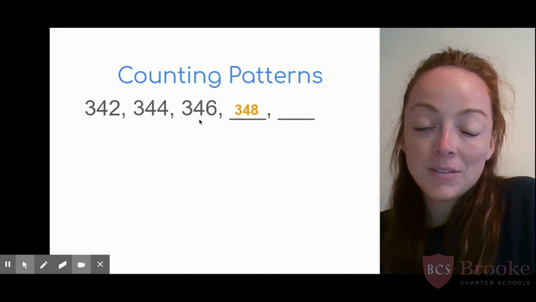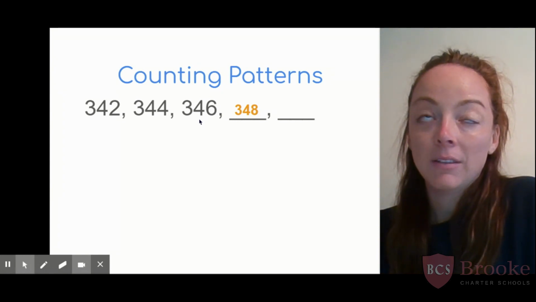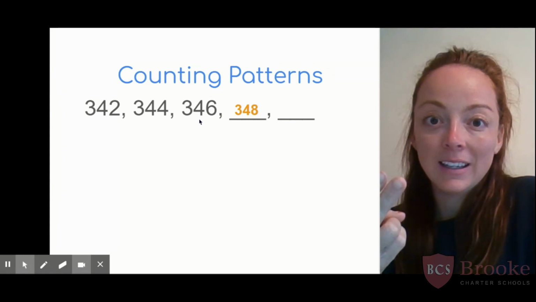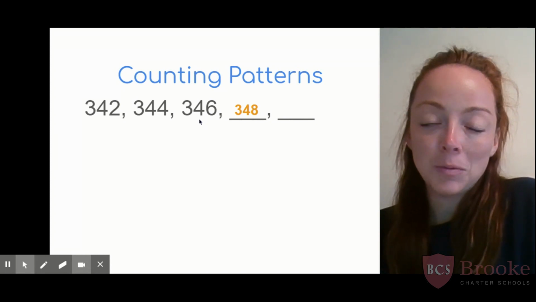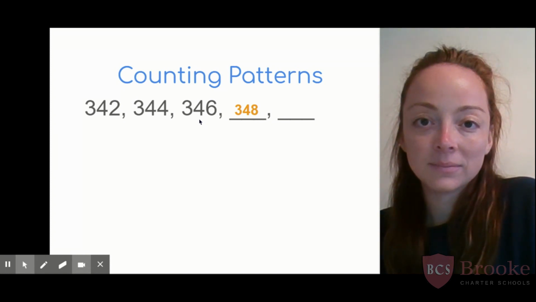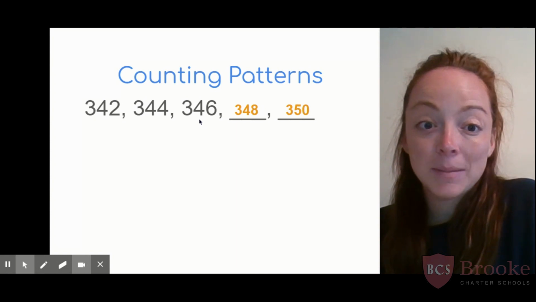Nice job. After 346, 2 more would be 346, 347, 348. Good job. What would come after 348 in a +2 pattern? You got it, 350. Alrighty, next pattern, here we go.